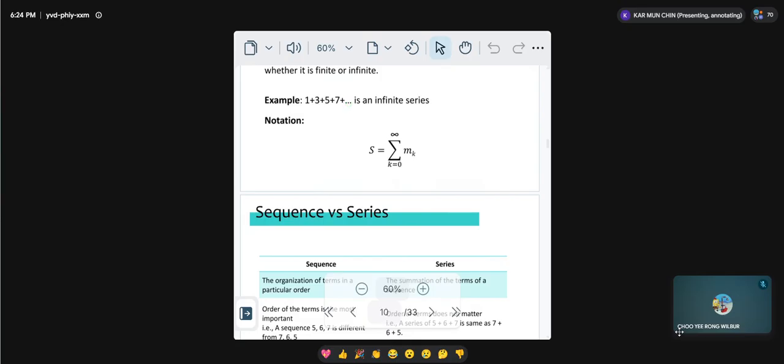You can also write this as sum equals m0 plus m1 plus m2 plus m3 and so on. Or you can write it as sum equals M1 plus M2 plus M3 plus M4 plus dot dot dot.